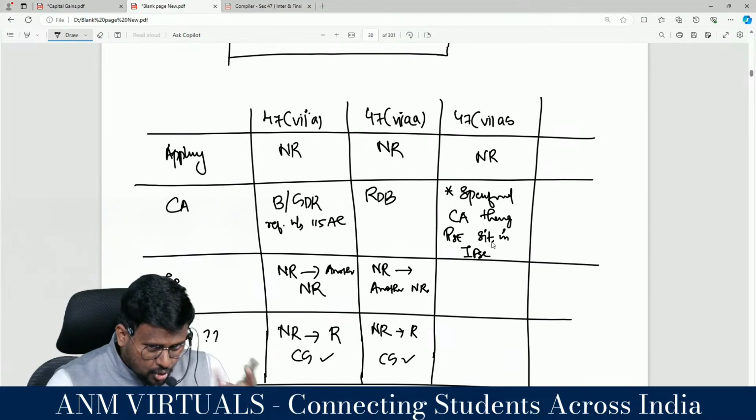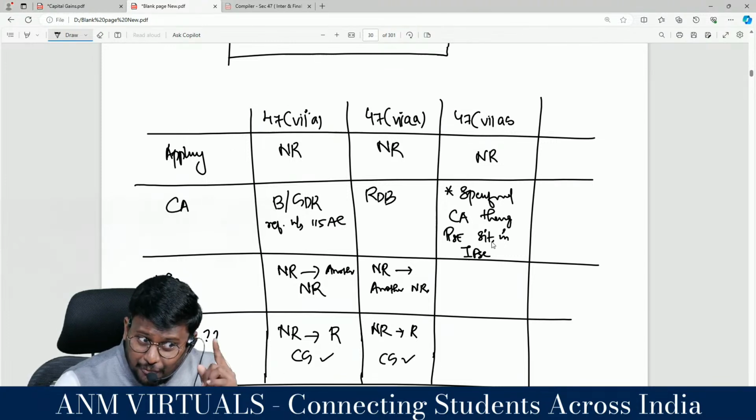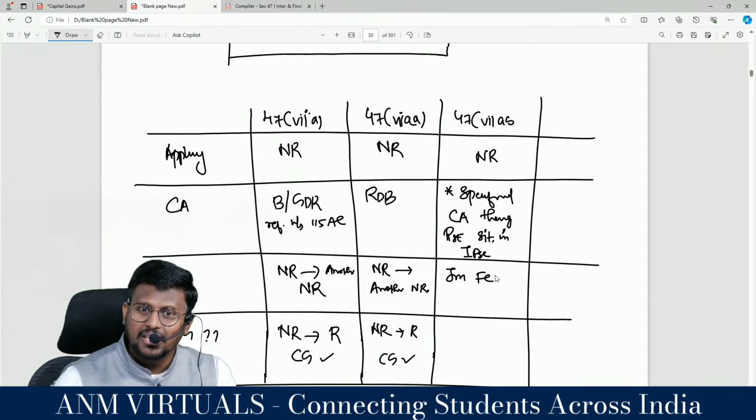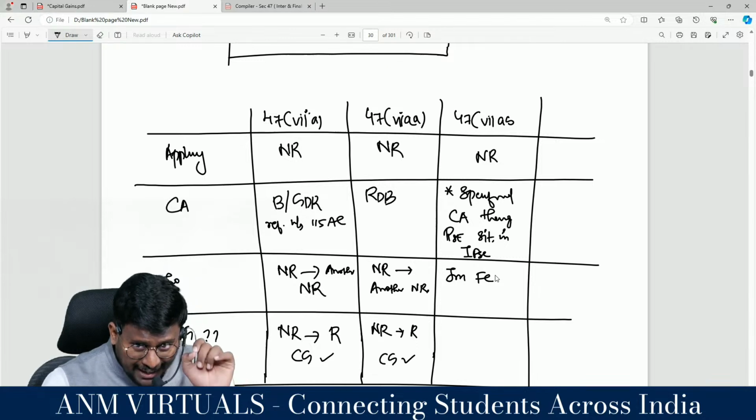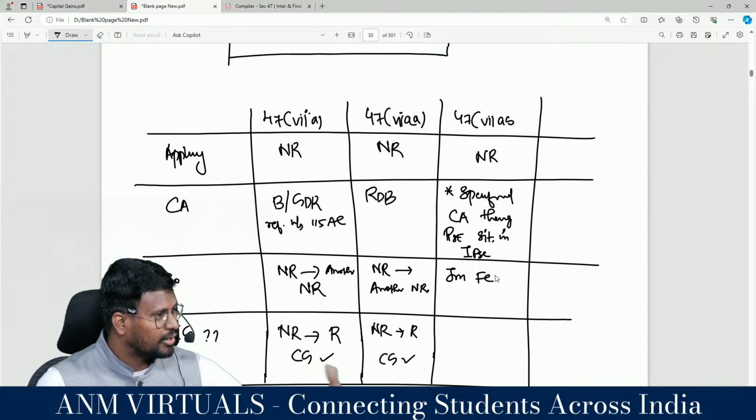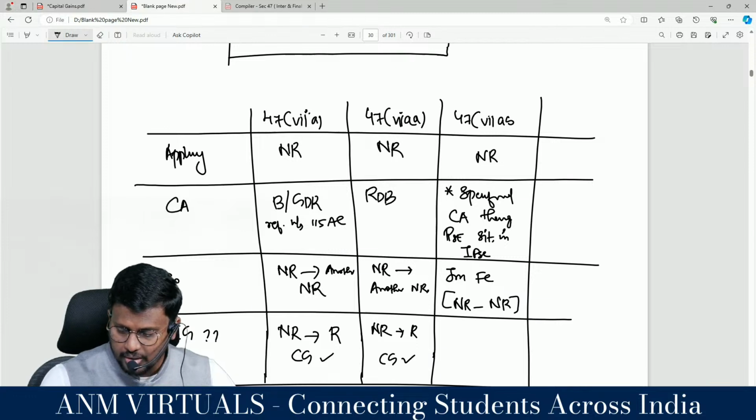Sir, to whom? They have not mentioned whether it is non-resident to non-resident or non-resident to resident, but they have mentioned the currency: foreign currency. That means it is implied that it should be a non-resident. They imply non-resident to non-resident. It is not specifically stated, but it is implied, sir.